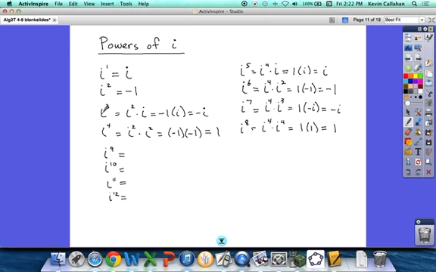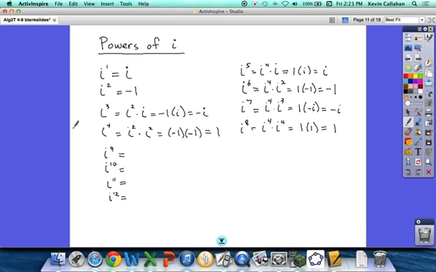If you want to know, i to the third would be i squared times i. But i squared is negative 1, so i to the third is actually negative i. The negative 1 comes from that, and the i comes from it. i to the fourth will be i squared times i squared. But i squared is negative 1, so negative 1 times negative 1 is 1. i to the fourth power equals 1.